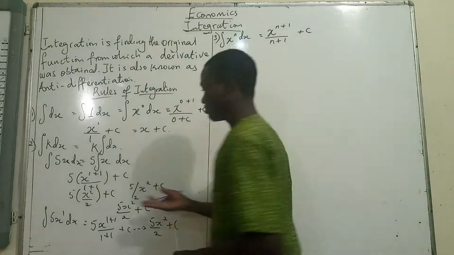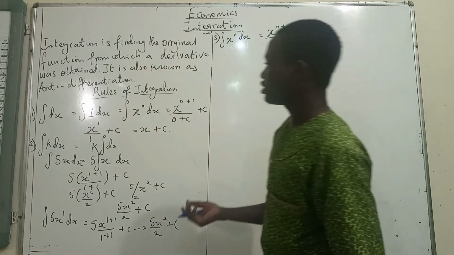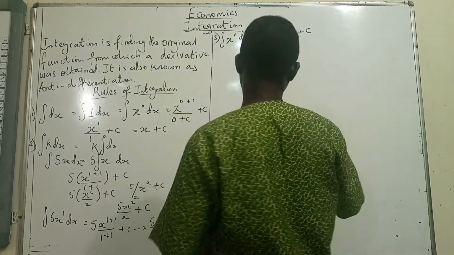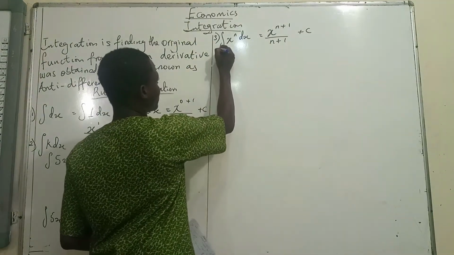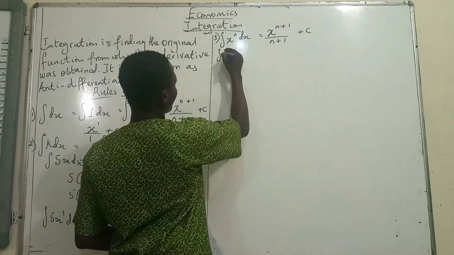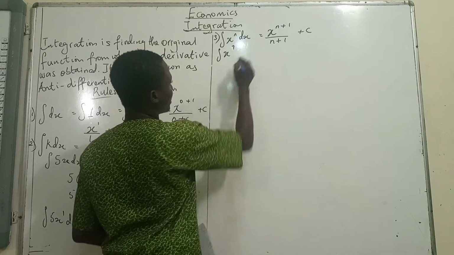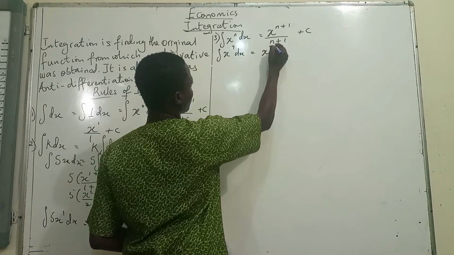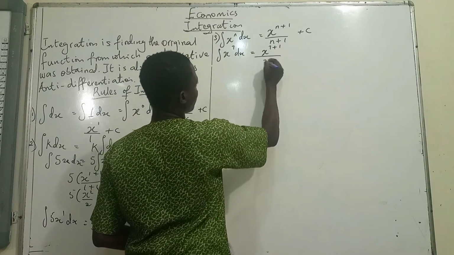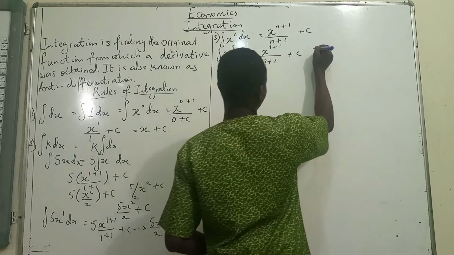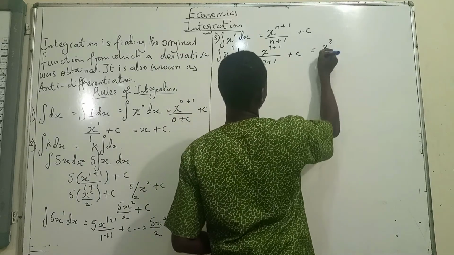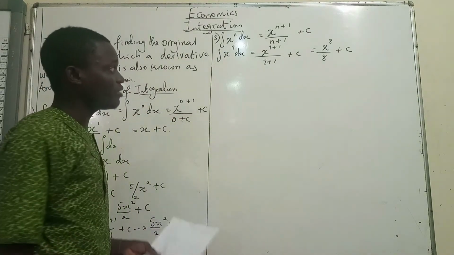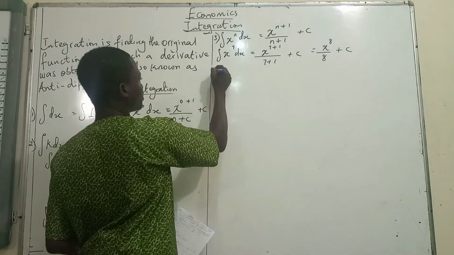Actually, that is what we've been doing here basically. Let me just write another question here. Let's say integral x raised to the power 7 dx. This is saying that we'll have x raised to the power 7 plus 1 divided by 7 plus 1, plus c. And by extension, we have x raised to the power 8 over 8 plus c. That's all. So, very simple, right? Yeah, very simple. Integration is very simple.